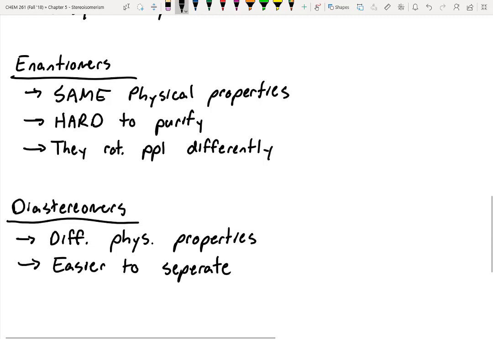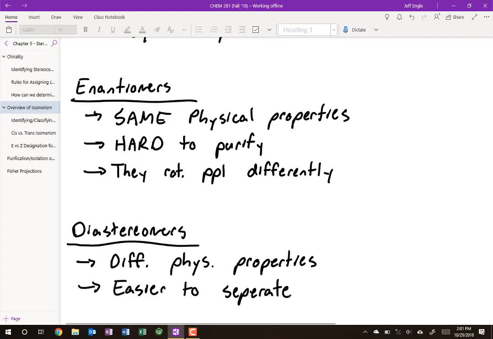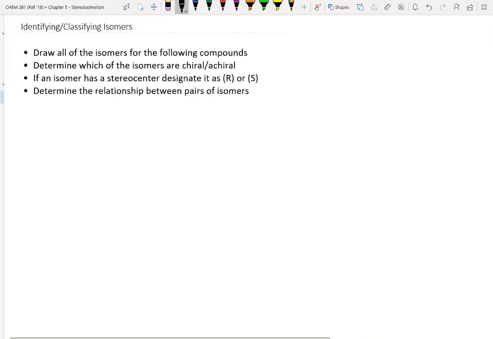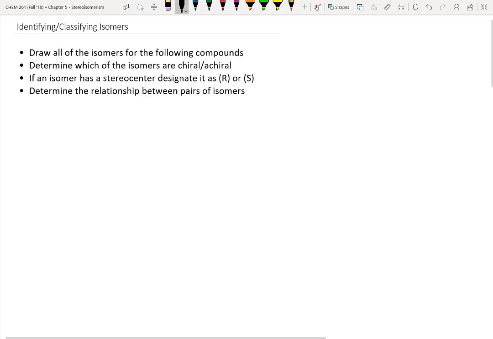All right. So what I want to do today is a bit more practice on identifying different types of isomers. So I'll give you some practice problems. What I want you to do is to draw all of the isomers for a following molecular formula and determine which of the isomers are chiral or achiral. And then if an isomer has a stereocenter, designate it as R or S, and then determine the relationship between all pairs of isomers. So let's do the following.